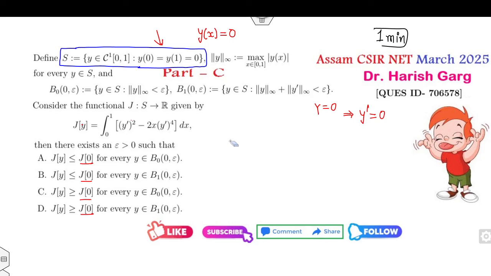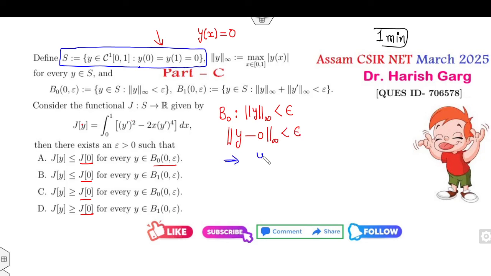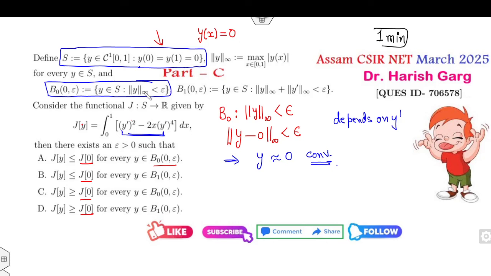Is it okay? Now look at the first option, B0. What is B0? Norm of y is less than epsilon. What is the meaning of this? That means I can write y minus 0 over the norm is less than epsilon. That means y is convergent to 0. Fine. Now, you can see the given functional depends on y dash, but the value of B0 is independent of y dash.